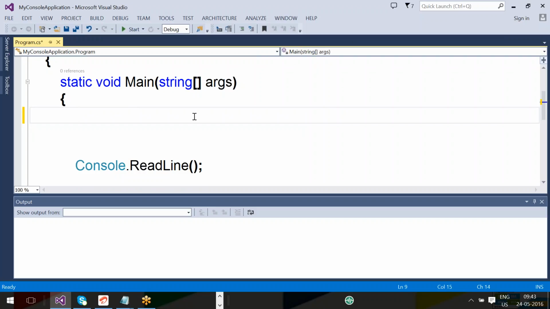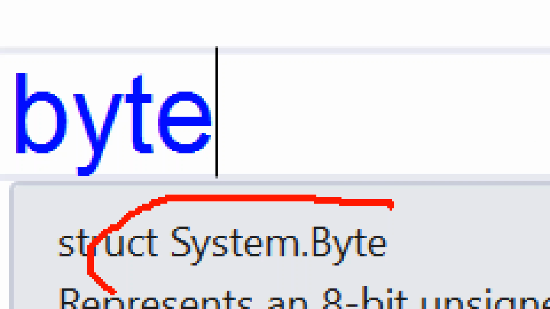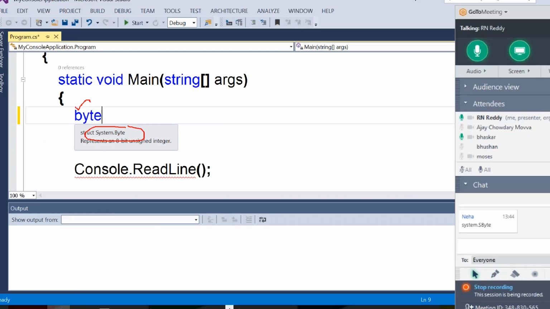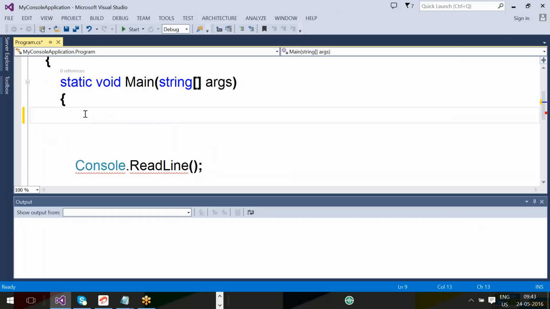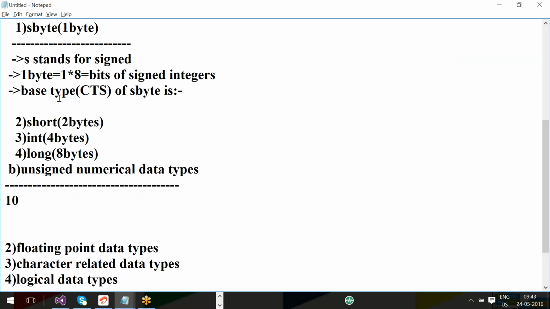Next, byte is the data type. If you want to see the base type, it is System.Byte. You can observe that here b is small and there B is capital. About CTS types, you will understand slowly, but up to that, remember one thing: for every C#.NET type, there will be one CTS base type. The base type of sbyte is System.SByte.